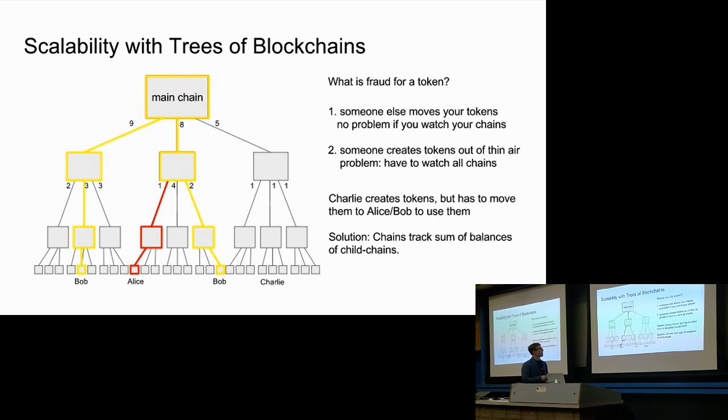In the token contract of the main chain, we store that inside this left branch we have a total sum of 9 tokens. In this middle branch we have a total sum of 8 tokens, and in this right branch we have a total sum of 5 tokens. And we do that in all chains. I just didn't write the numbers here because the font would have been too small.